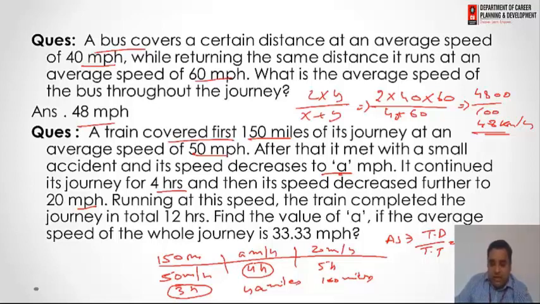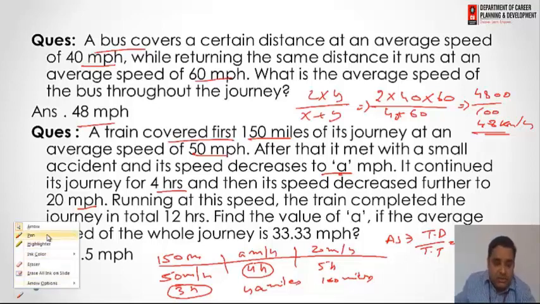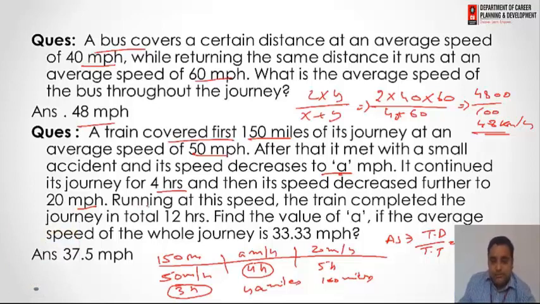And the average speed is given in the question as 33.33 miles per hour. By using this equation, we can find the value of a, which is the answer to this question, 37.5. So here we have the concepts of average speed as well.